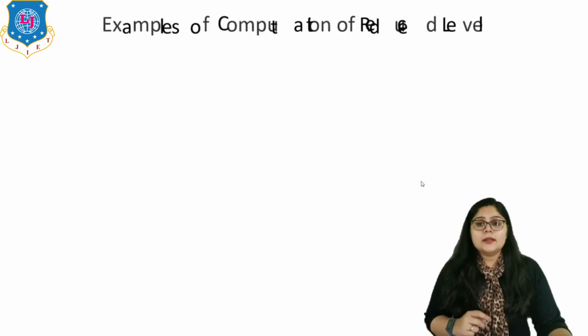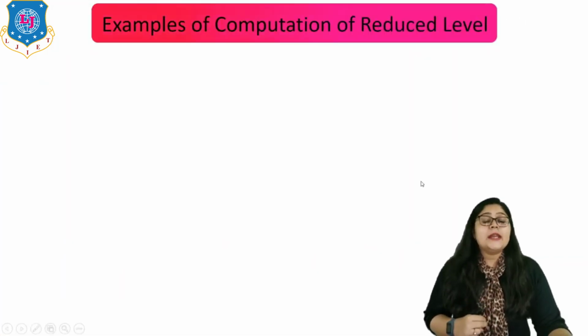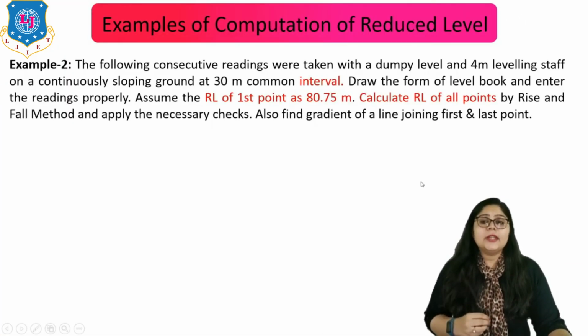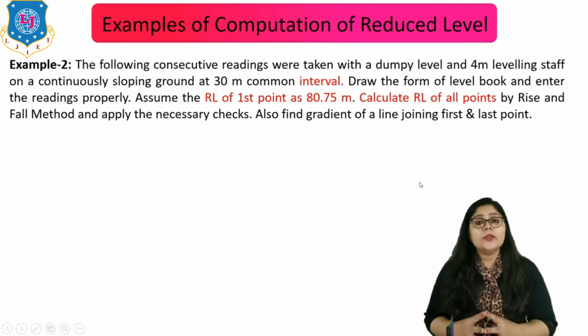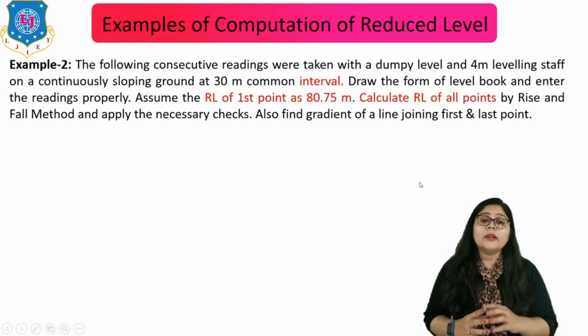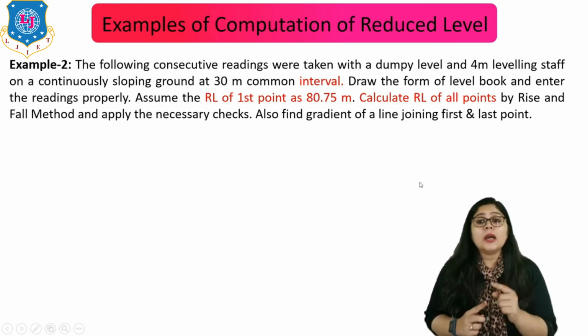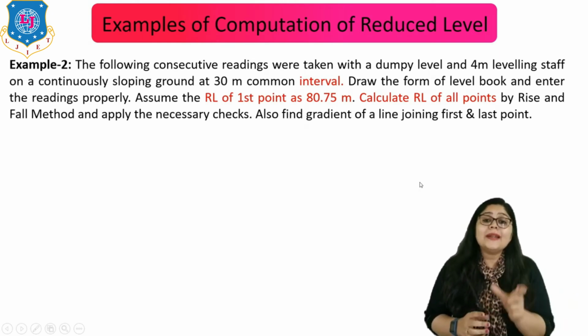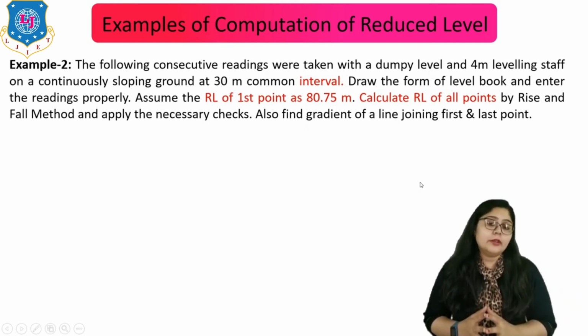Now let's discuss the second example, right? In the second example, the data is given in such a way which says: the following consecutive readings were taken with a dumpy level and 4-meter leveling staff on a continuous sloping ground, at a 30-meter common interval.